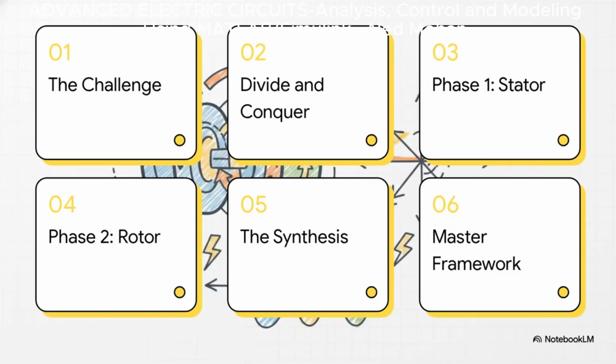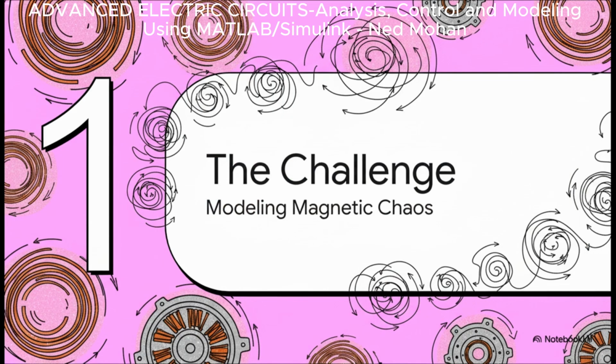So we're going to tackle this with a really clear game plan. First, we'll lay out the core problem. Then we'll introduce this powerful divide and conquer strategy. From there, we'll build our model piece by piece, first the stator, then the rotor, before finally putting it all together to get to that master framework that every modern motor control system is built on. Okay, let's dive right in.